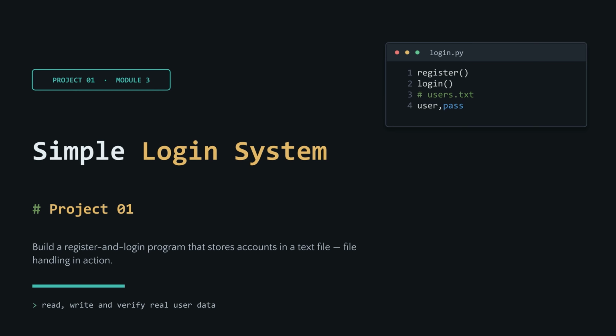Here's our first project, and it's a fun one, a simple login system, part of Module 3. We're going to build a register and login program that stores real accounts in a text file, so this is file handling in action. Users will be able to register, log in, and have their details verified against what's saved. In short, we'll read, write, and verify real user data, tying together everything the lesson just covered.